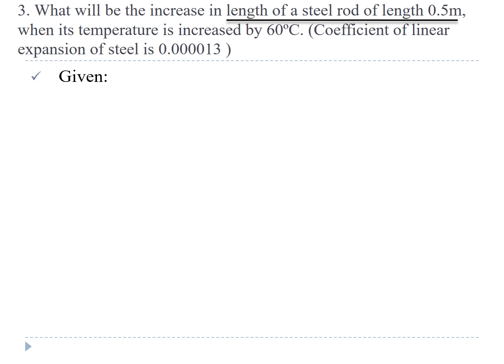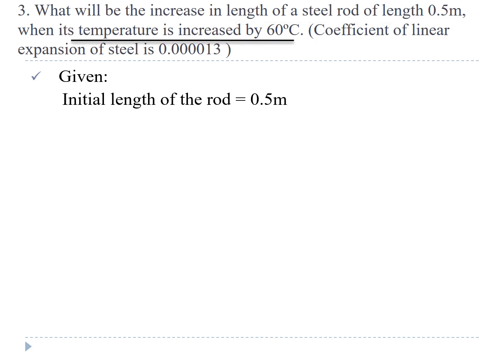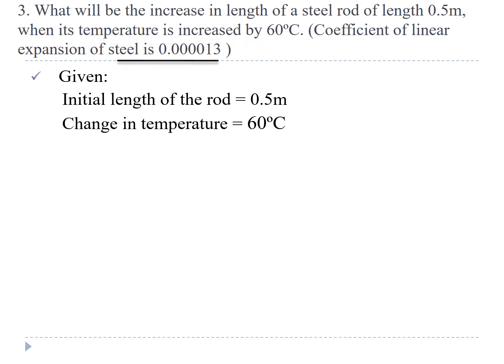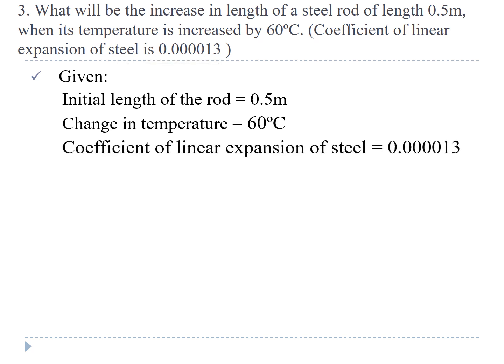Again we will start by writing what is given. Length of a steel rod of length 0.5 meter. So the initial length is given. Initially the length is 0.5 meter. Temperature increased by 60 degree Celsius, so we will write change in temperature is equal to 60 degree Celsius. And they have given coefficient of linear expansion. Because it is steel and it's a rod, you need to have the alpha value, correct? That is why that is being given to us. So we will write the value.